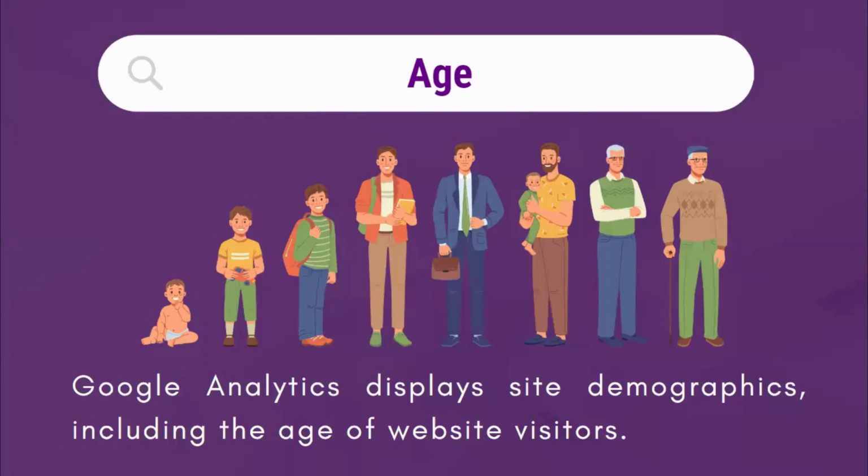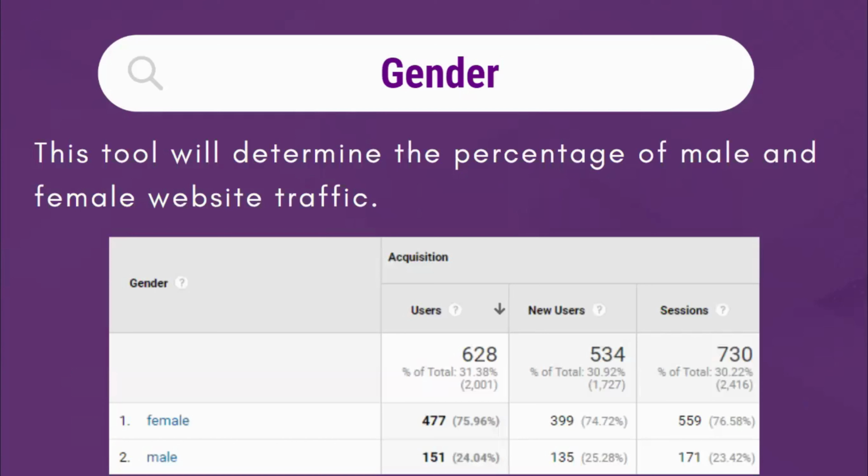Now, the next thing which you can see with the help of Google Analytics is the age of a particular user. Google Analytics displays site demographics, including the age of website visitors. The next thing which Google Analytics gives you is the gender. On the screen, you can see what percentage of females have visited the website, and what percentage of males have visited the particular website.